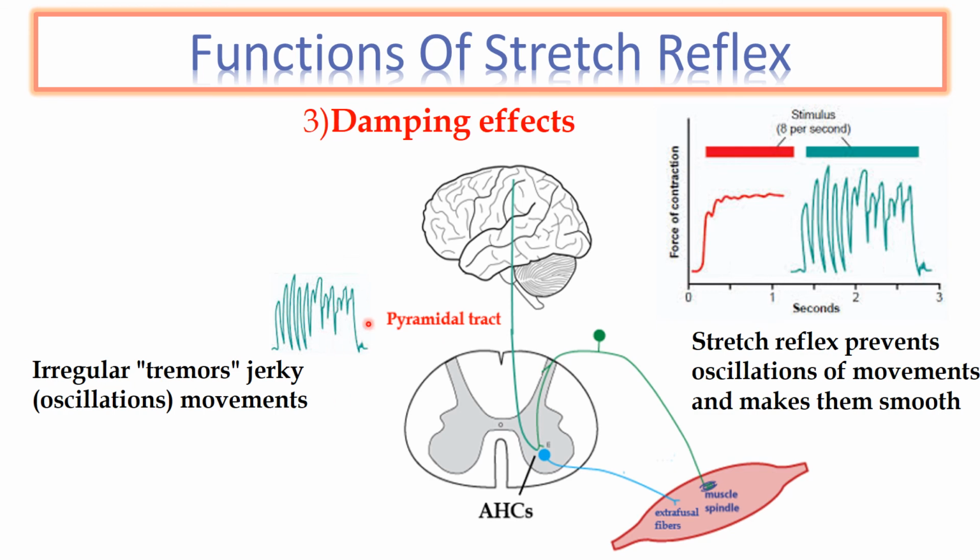But it is not the case. In our case, the muscle can contract very smoothly. Why? Because the stretch reflex prevents this oscillation of the movements and makes them smooth. Not oscillatory or jerky, but a smooth contraction, because it can fill the gaps and maintain stimulation of alpha motor neurons despite the irregularity of impulses coming from the cerebral cortex.